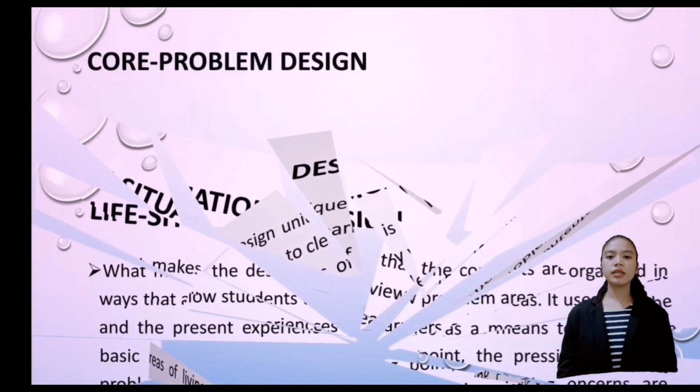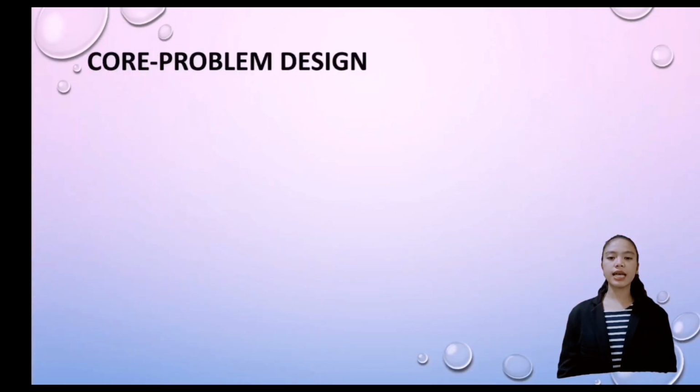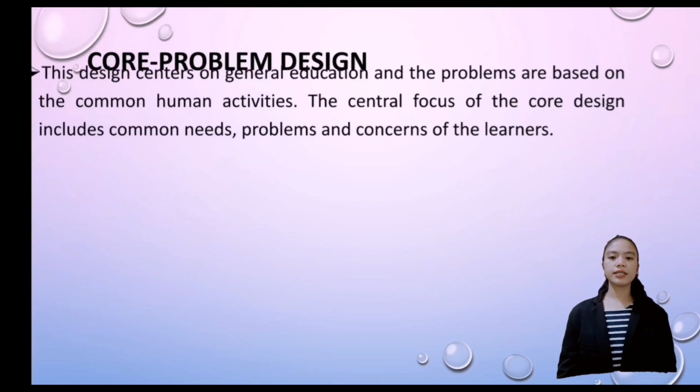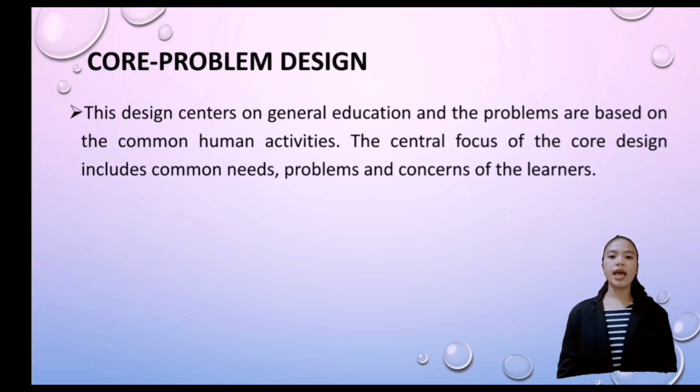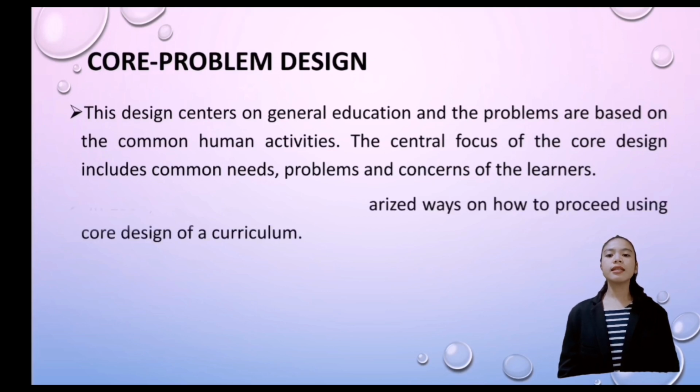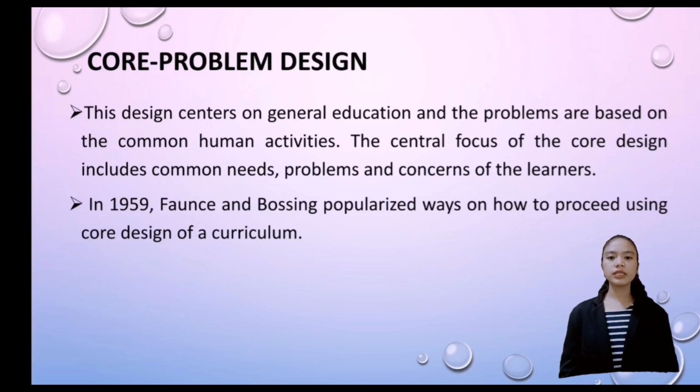The second example of problem-centered design is core problem design. This design centers on general education and the problems are based on the common human activities. The central focus of the core design includes common needs, problems, and concerns of the learners. In 1959, Faunce and Bossing popularized ways on how to proceed using core design of a curriculum.